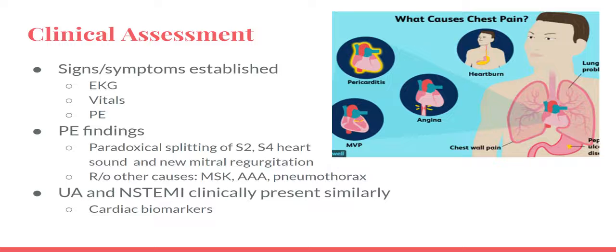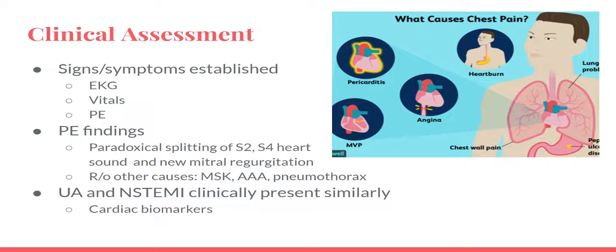In terms of the clinical assessment, once you've established some signs and symptoms, you're going to want to order an EKG, ideally within 10 minutes of the patient presenting with these signs and symptoms that are indicative of unstable angina. You're going to look at the patient's vital signs and also do a physical exam. With the physical exam findings, it's mostly used to rule out other disease pathologies.